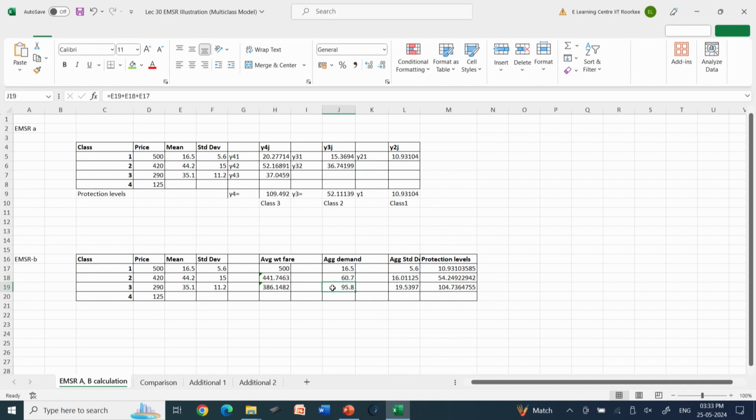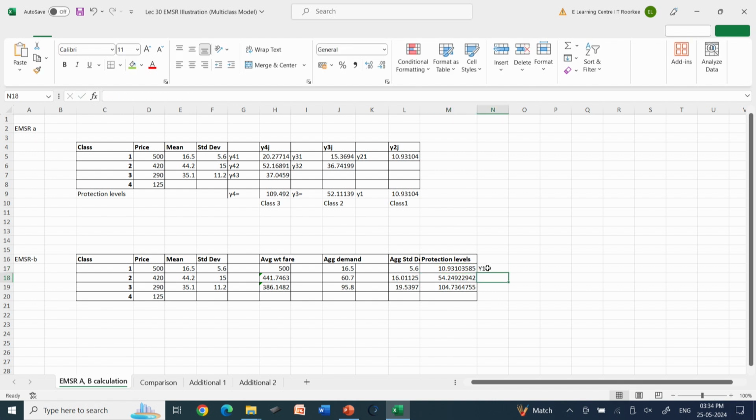And similarly, for class 3, the total demand of 1, 2, 3 will be the aggregate demand, and aggregate standard deviation is calculated by adding the variances and then taking the root of that. On the basis of that, these protection levels are calculated again using the normal inverse function. So, you can say that the protection level for class 1 was 10.93, and it is coming 10.93 here again.